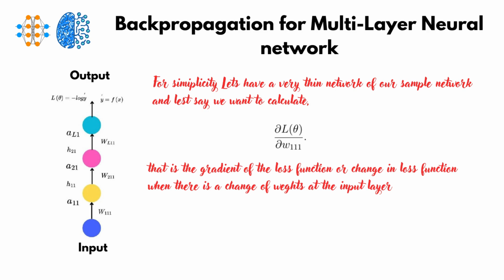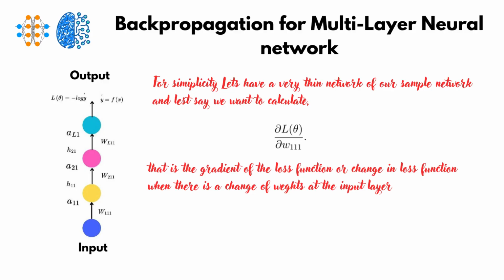Now that we understand the objective of backpropagation, let us begin with the mathematical derivation. To make the derivation simple, instead of considering a large neural network with many neurons in each layer, let us start with a very thin neural network containing only one neuron in each layer. This simplified network has an input neuron, two hidden neurons, and one output neuron.